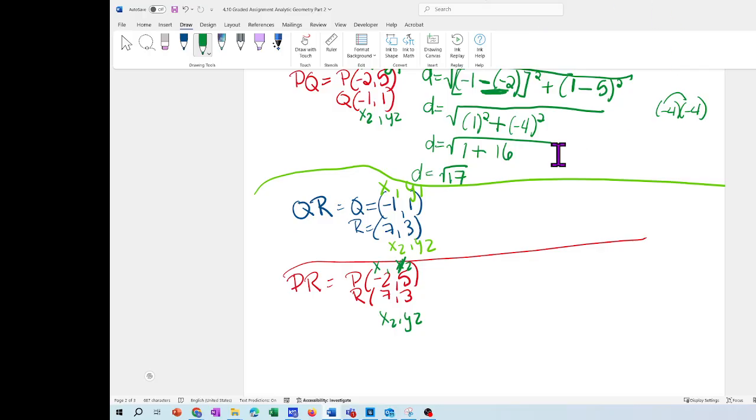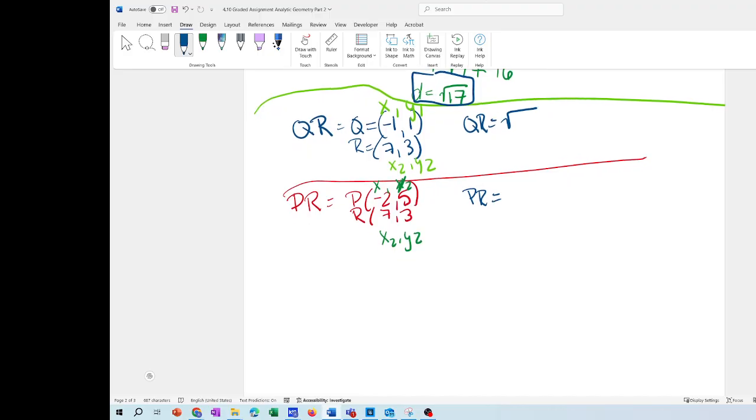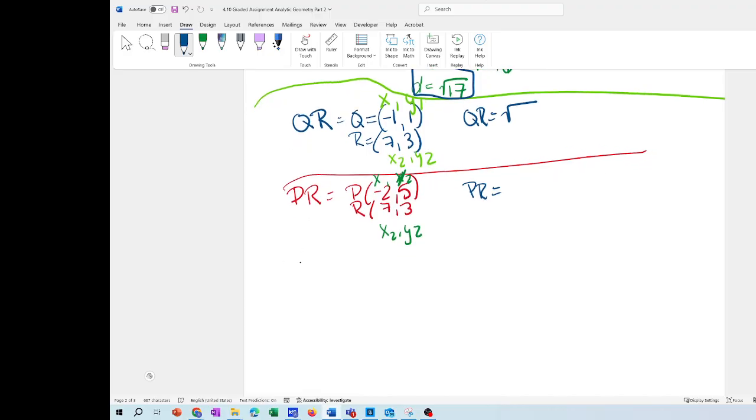Once you have your three answers, the first one is square root of 17. For QR, you're going to get a distance in square root. Then PR, you're going to get your answer. Once you have the three values, you're going to establish if it's a right triangle or not. For that, you're going to use the Pythagorean theorem, a squared plus b squared equals c squared.